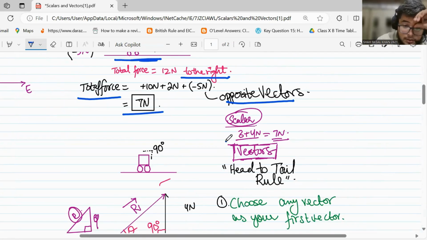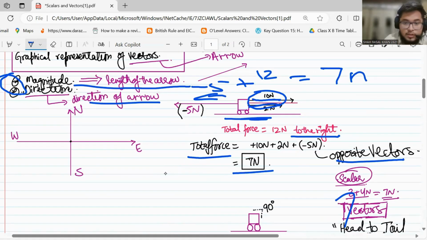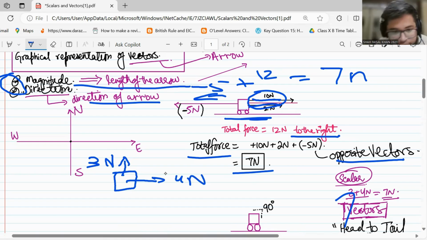Okay. So now, before the Pythagoras theorem, first let me tell you how you represent it graphically. For example, this is a box, and on this box, upward 3 Newton of force is applied, and to the right 4 Newton of force is applied. First of all, we have to make a scale, for example, 1 centimeter is equal to 1 Newton.